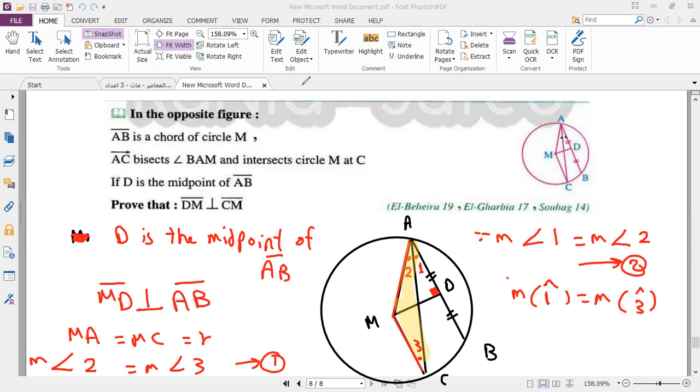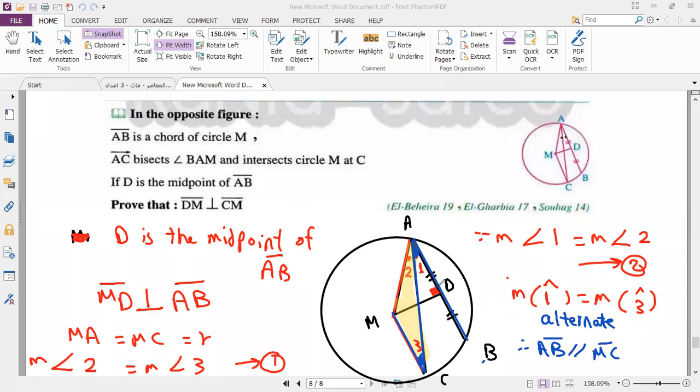And they are two alternate angles. Focus on angle 1 and 3 only. This is angle 1 here, and this is angle 3. They take the shape of the letter Z in English, if you remember. So here, angle 1 is the same as angle 3. So they are two alternate angles. Then we can deduce that AB is parallel to MC. They are parallel. Why is that? Because we have two alternate equal angles.